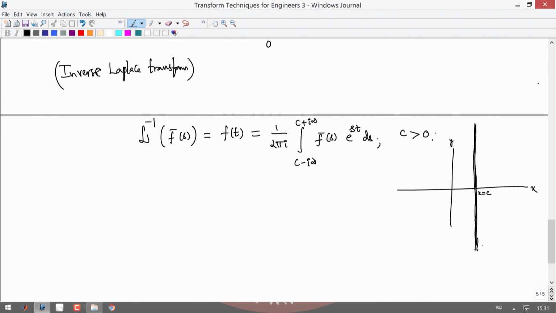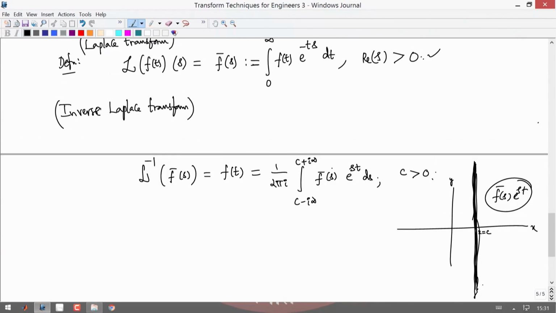Over this line you have the function f bar of s times e power st, this is your integrand, and the integral of this over this line is a complex integral. That is exactly what you have to evaluate if you want to find the inverse. You can use your contour integration technique to evaluate this inversion. Okay. That we will see later on. So, this is your inverse Laplace transform.